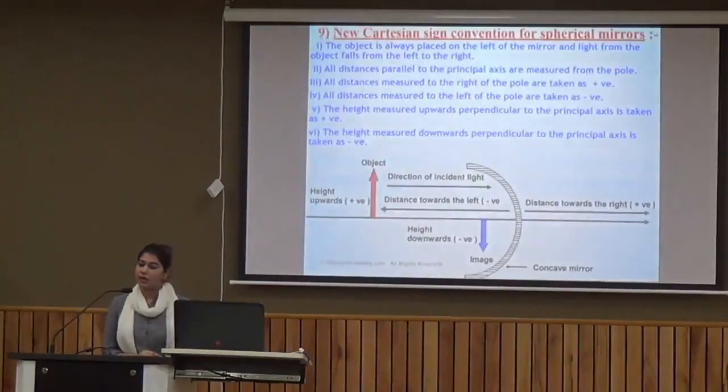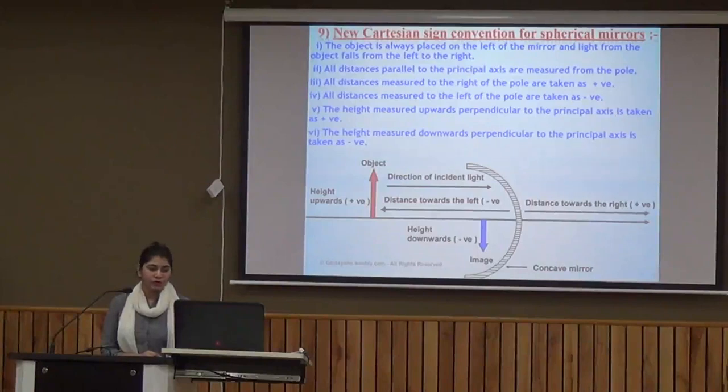Now there are certain sign conventions which we are going to follow for spherical mirrors. Any distance which is towards the left, we take as negative. All the distances that we take towards the right side of the mirror are taken as positive. The object is always placed on the left of the mirror and light from the object falls from left to right, right?